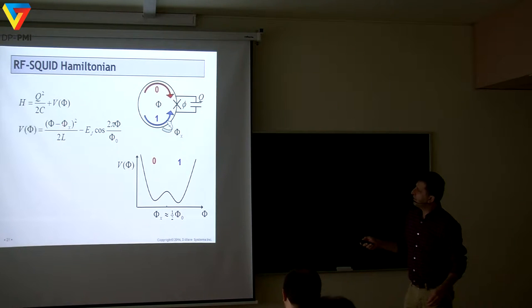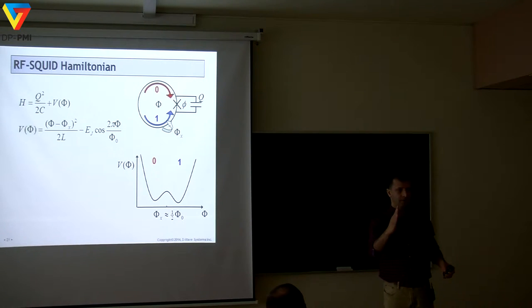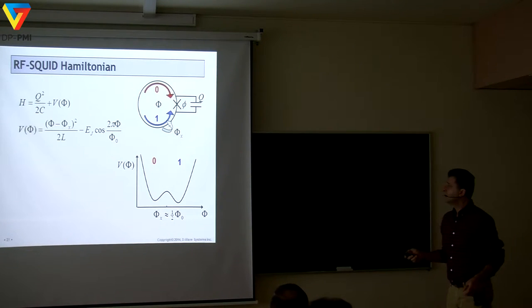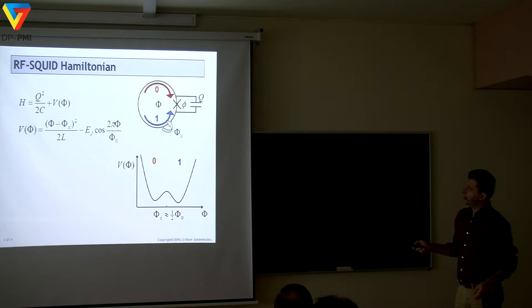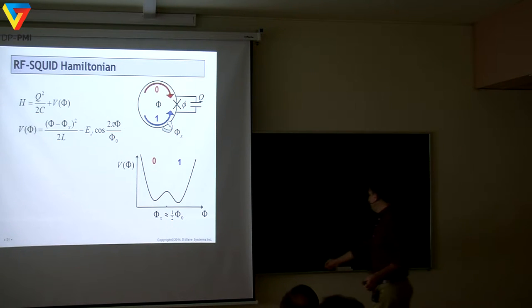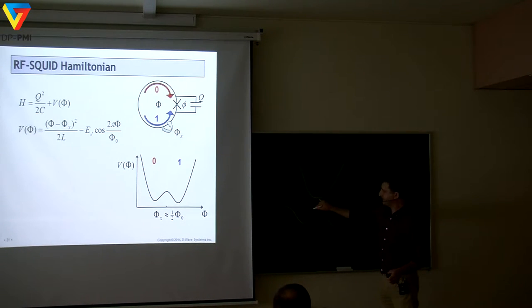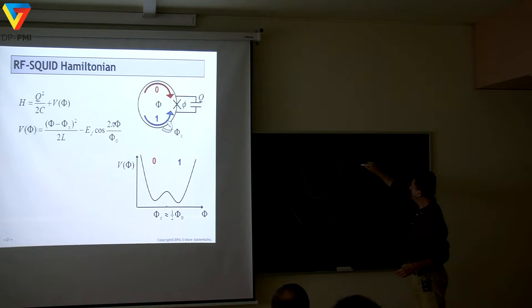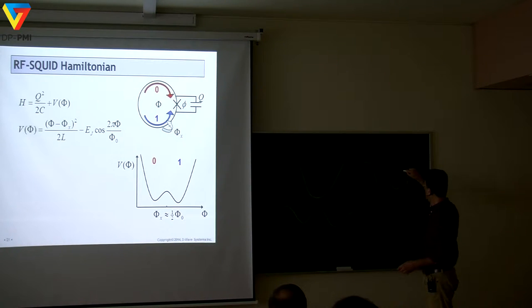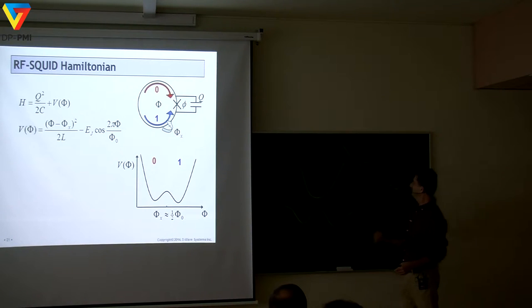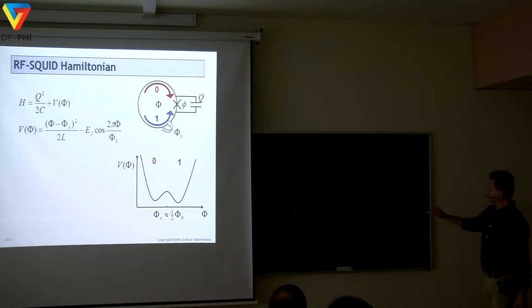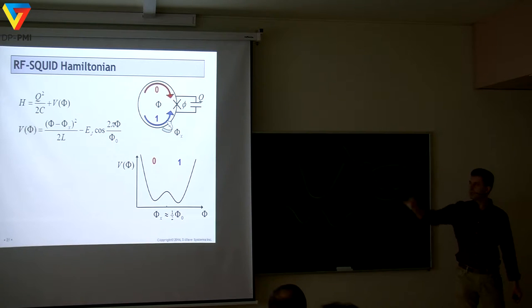Now, in addition to this flux, I'm applying some external flux as well, phi x. So therefore, I'm shifting the center of mass of this particle. So now, look at this equation. I have a parabola and I have a cosine. If I have a parabola and I have a cosine and I adjust the two so that the peak of the cosine happens at the bottom of the parabola, and I add the two, I will get something like this. Am I right? So if I focus on the lower part of this, I get a double well potential.